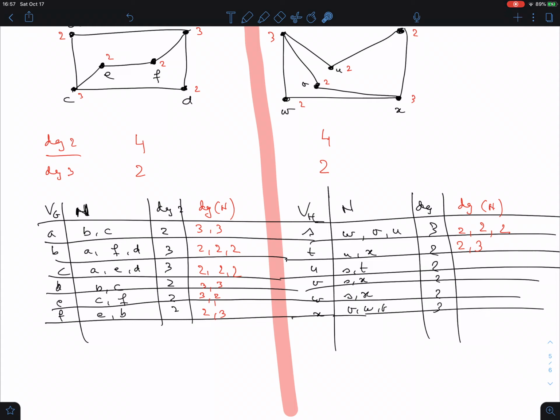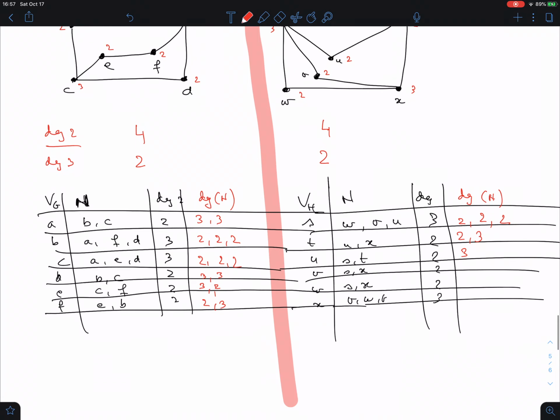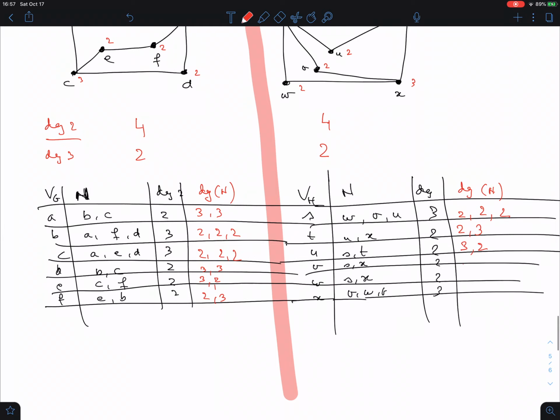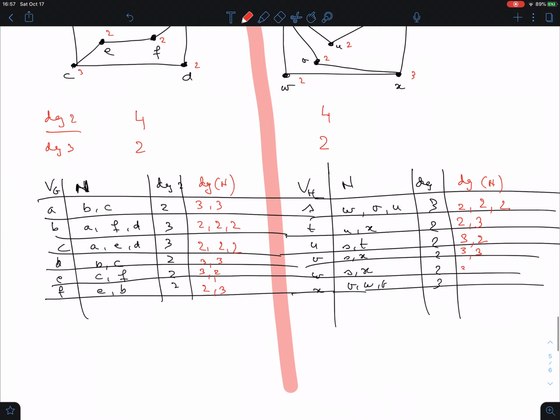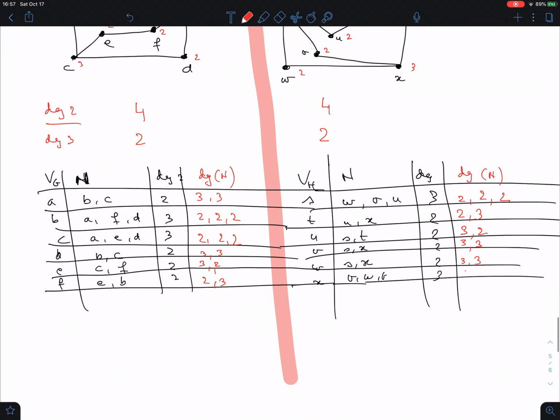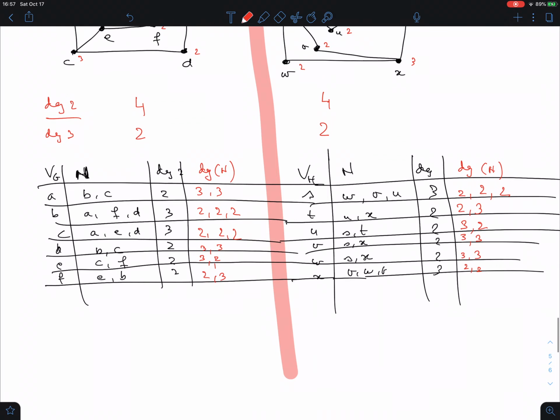So here, the degree of S is 3, degree of T is 2. S and X are neighbors of V. S has degree 3. X has degree 3. Well, that's the same then, 3 and 3. And then V, W, and T. V has degree 2, W has degree 2, and T has degree 2. Okay. Do these patterns match?